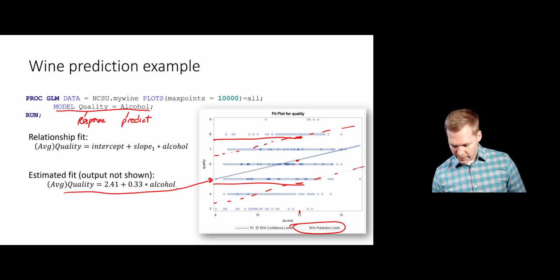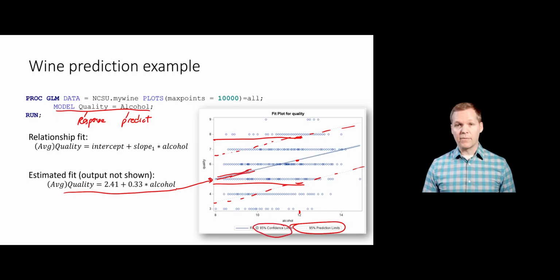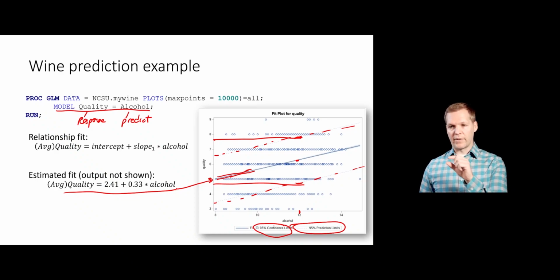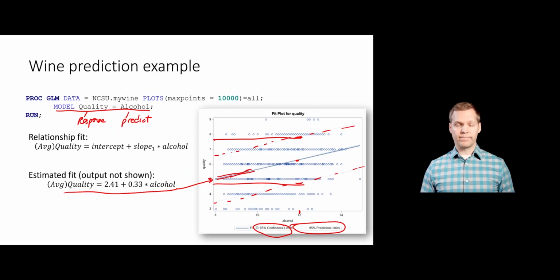There's also a very, very, very small shaded line around here, which you can hardly see, but there's a shaded region that represents confidence limits. What that means is we're trying to capture the mean of all wines that would have an alcohol of 12, for instance. And that's a much easier problem because we're trying to get the average of everything rather than just one future value. So that interval is very, very small around our line. But that's the basic idea of doing prediction, right?